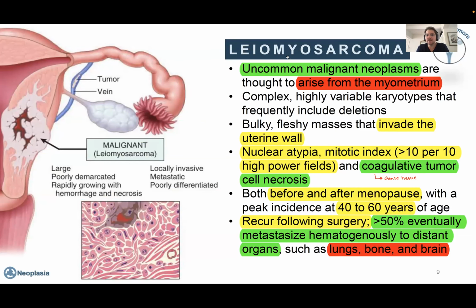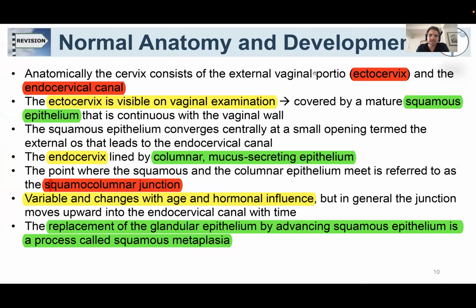Leiomyosarcoma, so these are going to be more invasive, right? Because they're sarcomas, smooth muscle sarcomas. So they arise from the myometrium. They have malignant potential. You can see here they can go to lungs, bone, and brain. It's a big thing to remember about these.